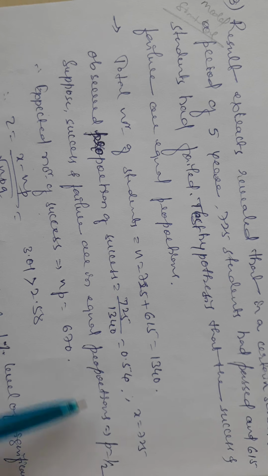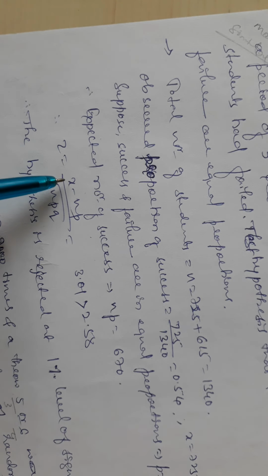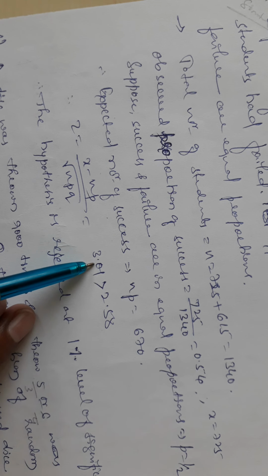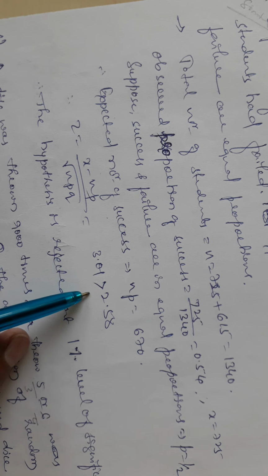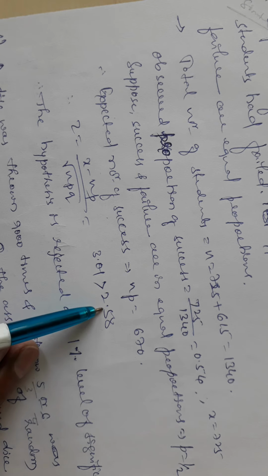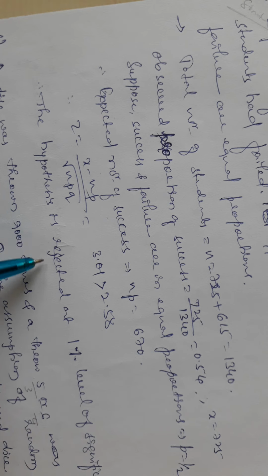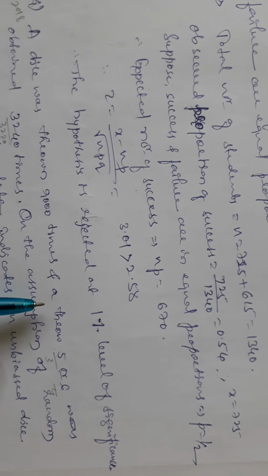The expected number of success, np, where n is 1340 and p is 1 by 2, gives us 670. We have the formula z equal to x minus np divided by square root of npq. By substituting and simplifying, we get 3.01, which is greater than 2.58. Automatically it is greater than 1.96. Therefore, the hypothesis is rejected at 1% level of significance.